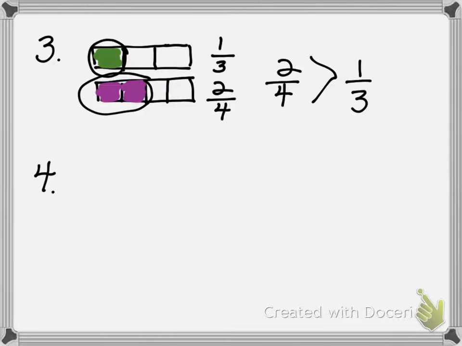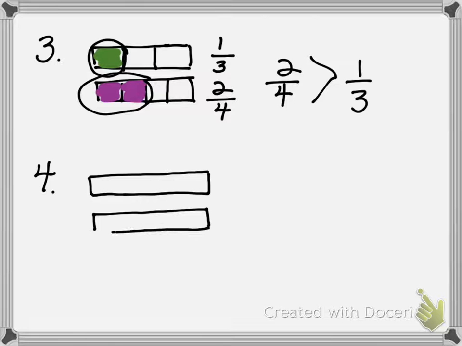Okay, number 4, we're going to do something a little bit trickier now. We're going to try to make more sections on our fraction strips, which is a bit tricky. All right, we're going to divide each of them in half. And then we're going to divide each of them in half again. And the top one, we're going to divide all of those in half again. So we should have 4 sections on the bottom and 8 sections on the top.